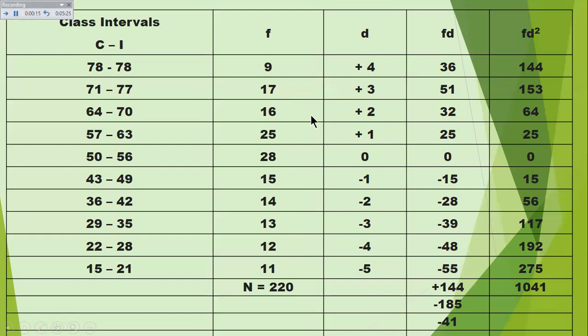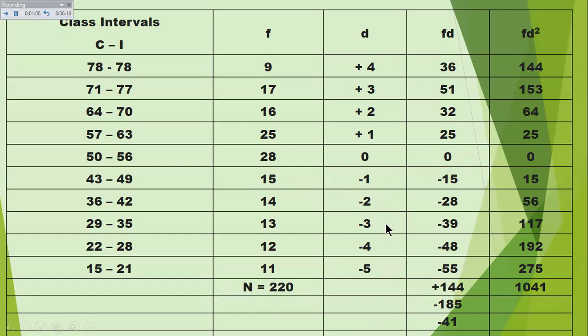Then 2 square, 4, multiply with 16. The number is 64. Write it down here in FD square. 1 square, 1, multiply with 25. Number is 25. 0 square, 0, multiply with 28. It is also 0. Minus 1 square is plus 1. Multiply with 15. And the answer is plus 15. Why plus 15? Because D is minus 1, but its square is plus 1. Multiply with F. The answer is plus 15. Here minus 2 square, that is 4. Multiply with 14. The answer is plus 56.